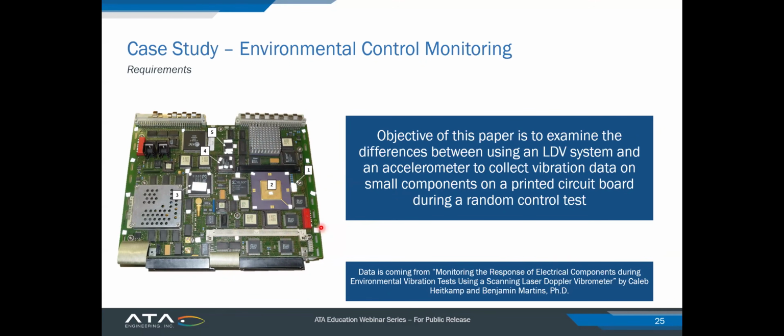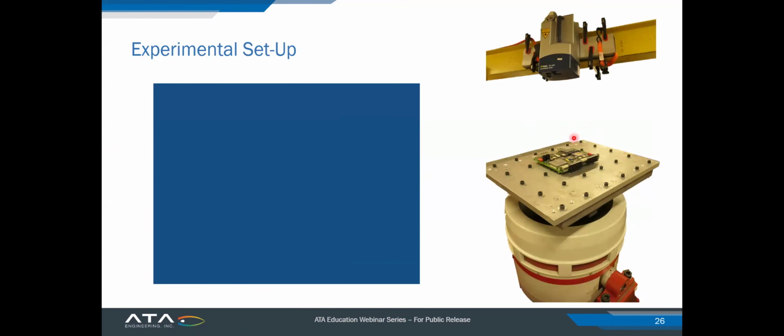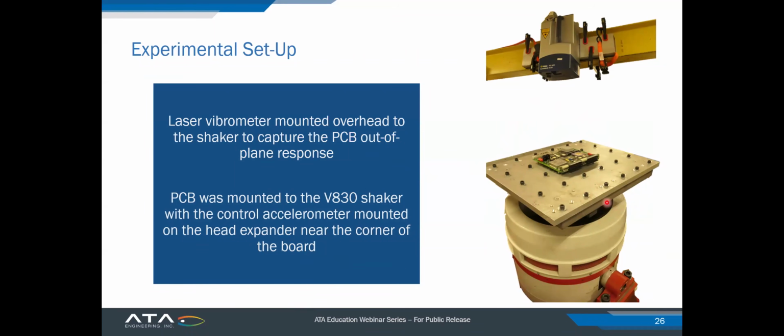You can see here on this image, for example, we had predefined scan points. So we're able to put down tape exactly where we're going to measure on the structure to make sure that we have diffuse reflections, that we have a good signal quality for our vibrometer. This is what the setup looks like. We've got the PCB mounted onto our V830 shaker. We have our control accelerometer mounted very closely onto the shaker, but near the corner of the board. And then we have our laser vibrometer mounted directly overhead to capture the out-of-plane response on the PCB.